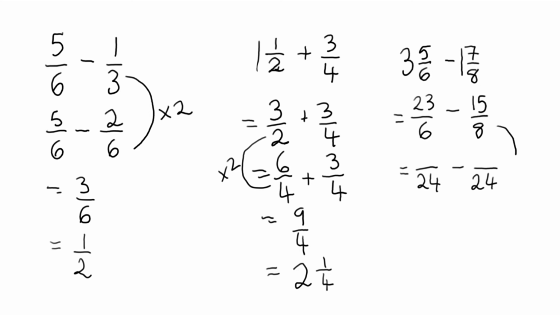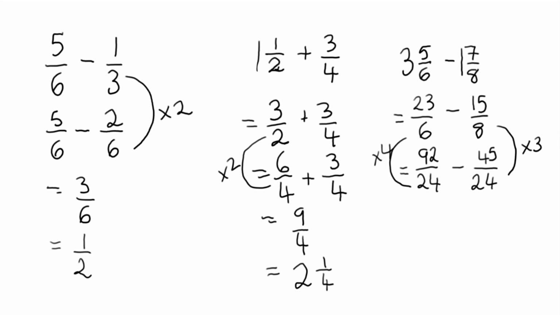Okay, how do you get from 8 to 24? We times by 3. How do we get from 6 to 24? We times by 4. So let's multiply 23 by 4 first. So 23 times 4 is 92. If you didn't know that, obviously just do a little multiplication sum at the side is totally fine. You don't need to do these in your head. 15 times 3 is 45.